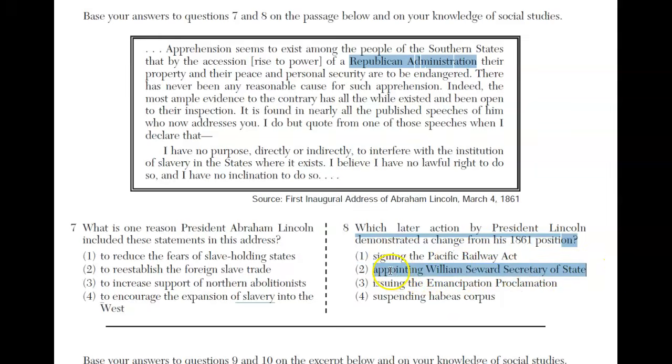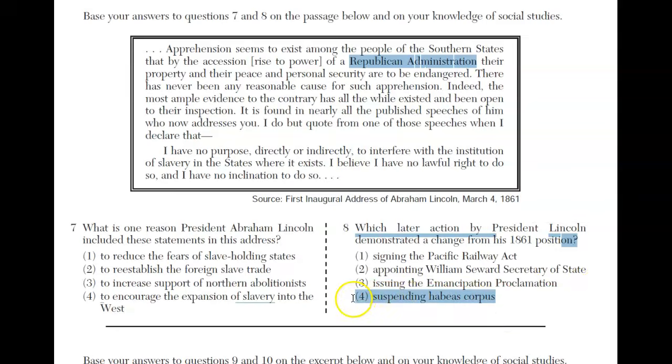Appointing William Seward Secretary of State. Seward had been governor of New York. He was a screaming abolitionist. He had tried to run against Lincoln for the Republican nomination for president, and he lost. But Lincoln made him Secretary of State anyway. That's not a change. Lincoln did not change his position. Right away, as he's saying this, he's appointing Seward Secretary of State. He wanted Seward to handle foreign affairs.